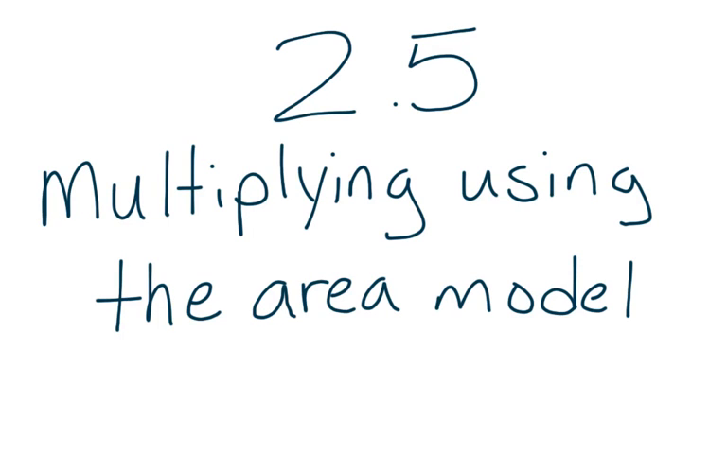We're going to go ahead and take a look at multiplying using the area model. We're actually going to do this lesson 2 times. We're first going to focus on using the area model, and then second we're going to focus on using the distributive property. So you'll see 2.5 2 times. Just know that there are 2 different ways that we can work these problems out.